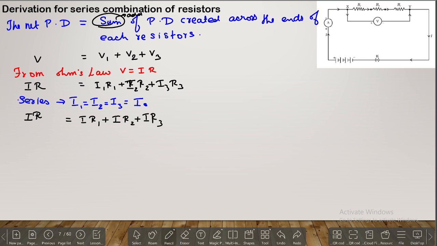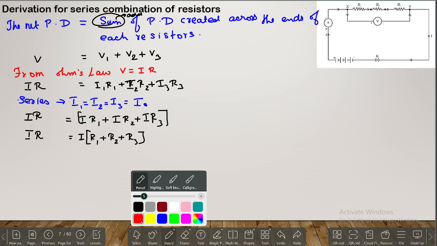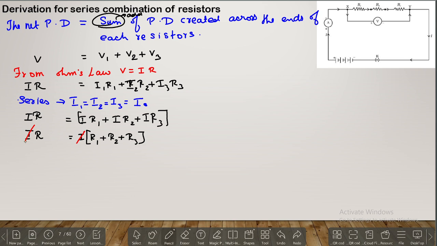Now look at the right hand side alone. Which is common over here? I is common. Take that outside: I R is equal to I into R1 plus R2 plus R3. On the right hand side and left hand side, I is common, so cancel that. Remaining, R will be equal to R1 plus R2 plus R3. So the given combination is in the form of series.